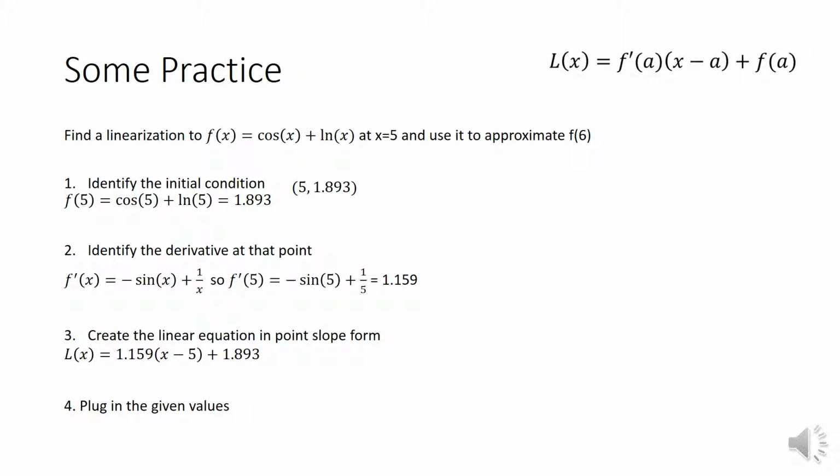So then what you do with this, once you have your linear approximation, is all you have to do is plug in the point that you're trying to approximate for, in this case 6, to get your approximation. So when you're plugging it into this line, you get an approximation where f of 6 is going to be about 3.049.